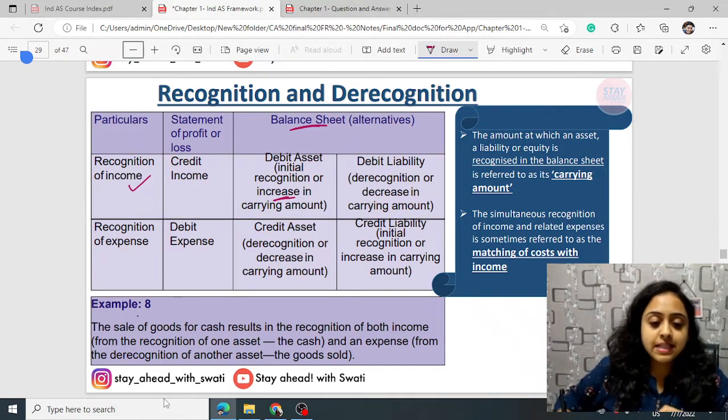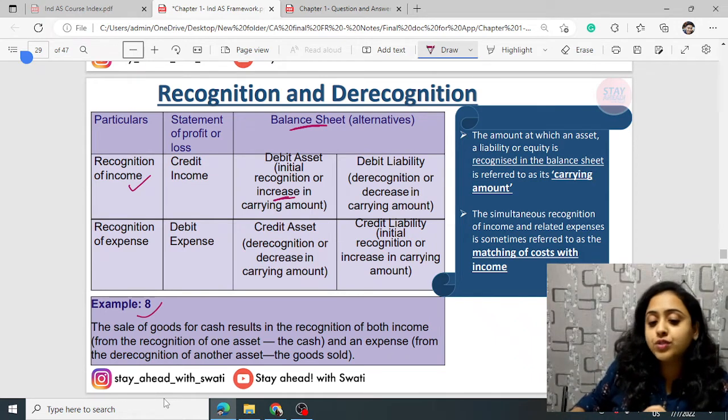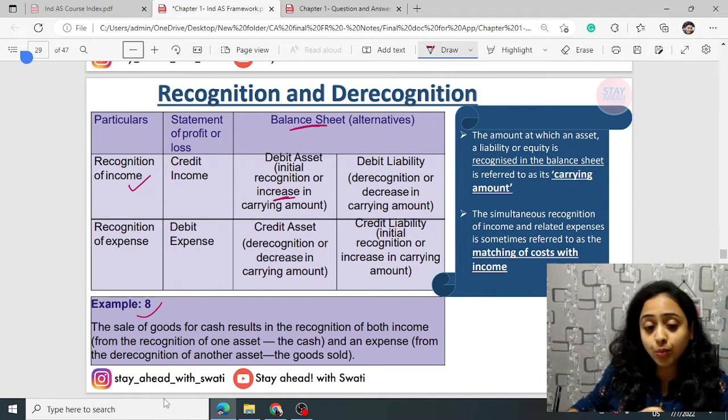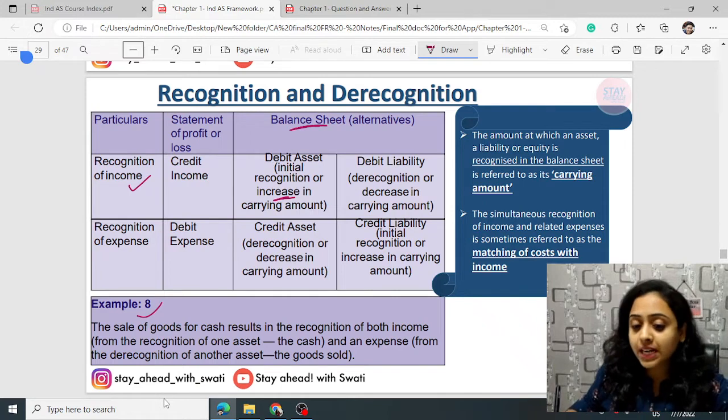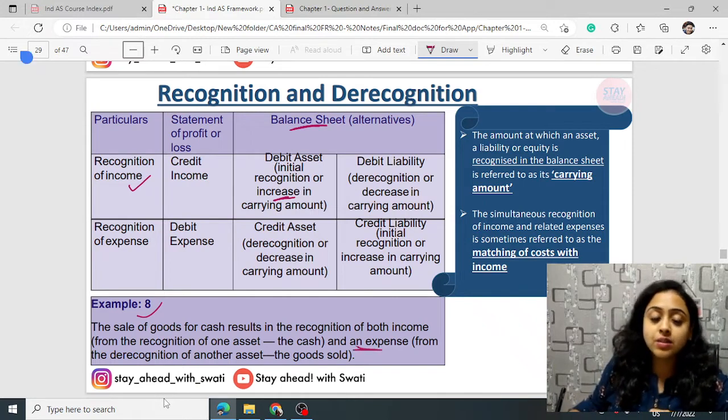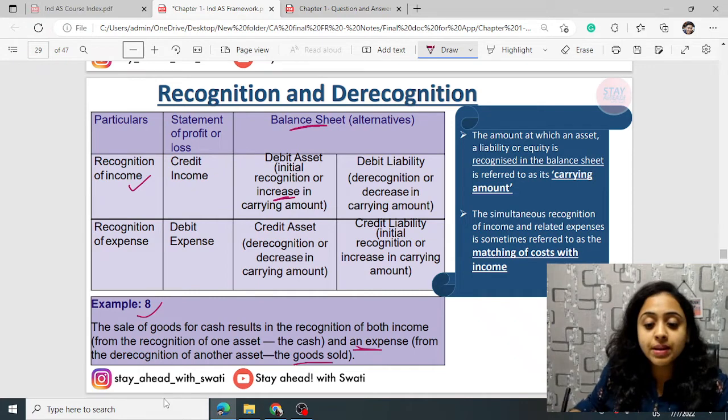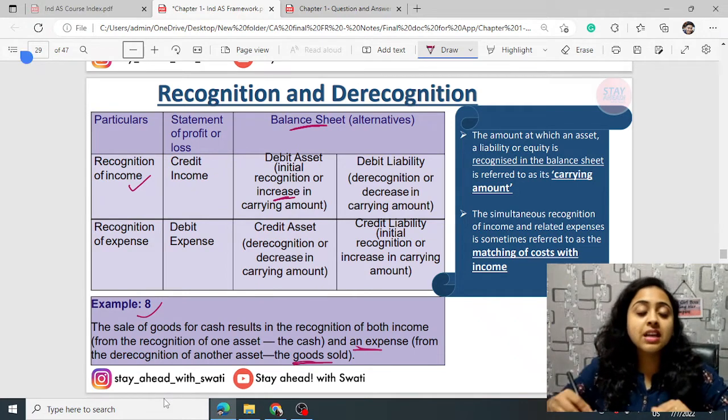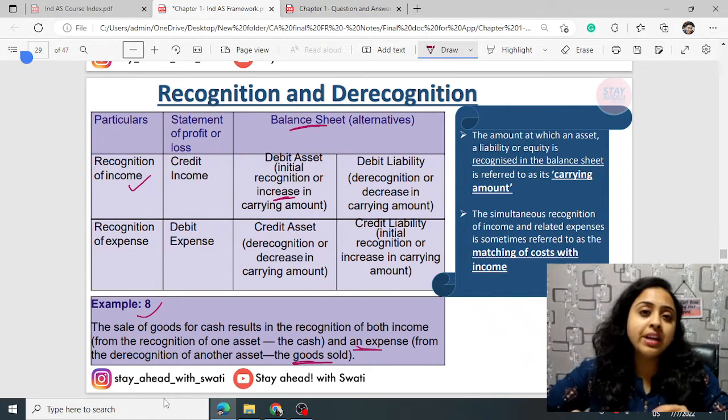For example, see example number 8. The sale of goods for cash results in the recognition of both income and one asset, the cash, and an expense. They can be two recognitions. So you are recording the asset that has come in, cash, and an expense, that means your goods are being sold. So you will be derecognizing your inventory and recognizing your cash inflow.